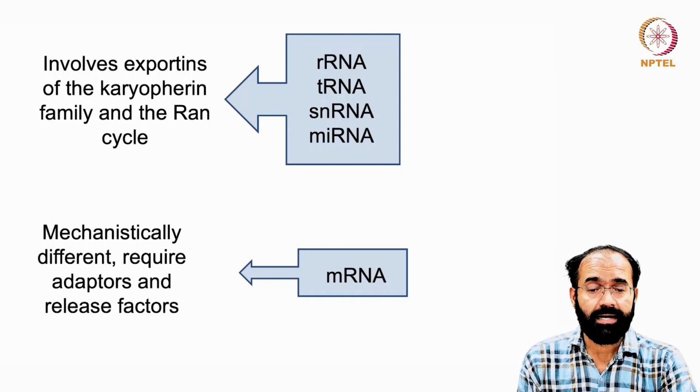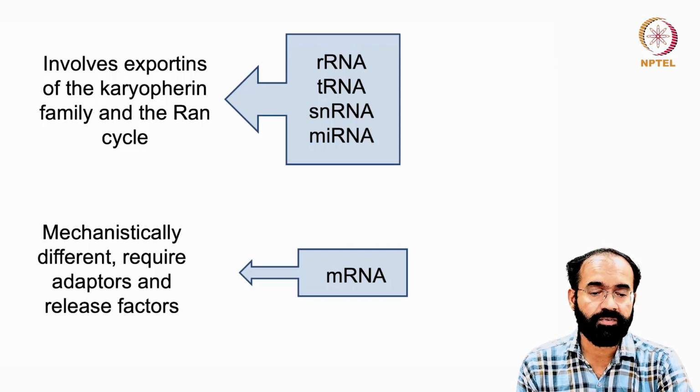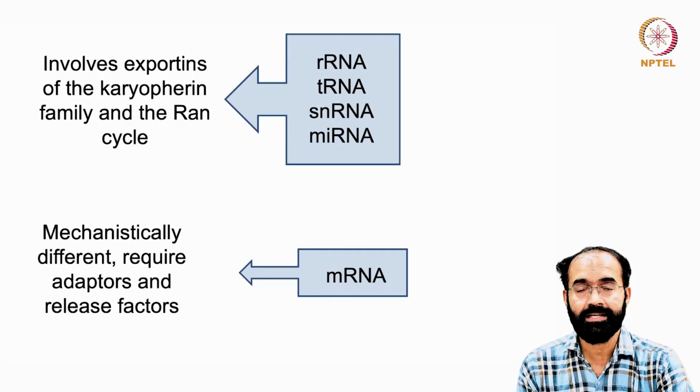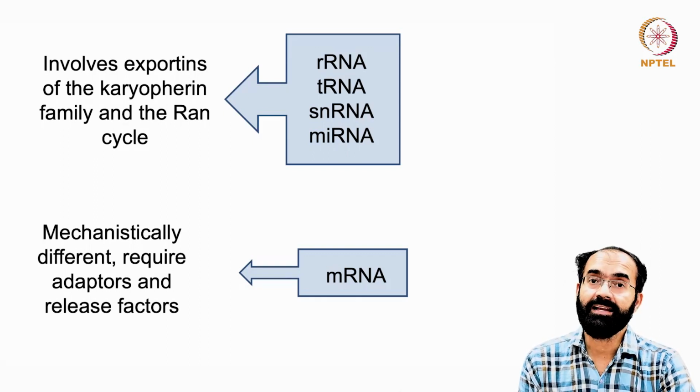So ribosomal RNA, transfer RNA, snRNA, microRNA, they follow a somewhat similar track, and that involves exportins of the karyopherin family and the Ran cycle. Whereas mRNA is a different species, like I was saying about humans and the four-legged animals. So mRNAs are mechanistically different and they require adapters and release factors.